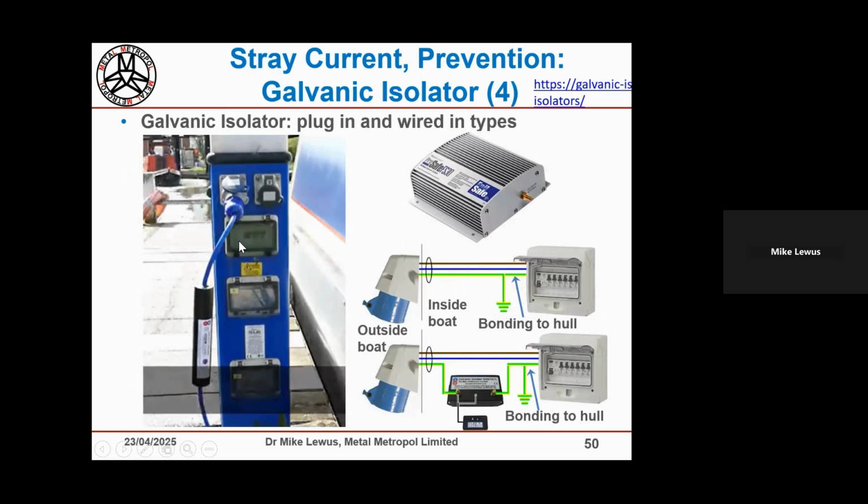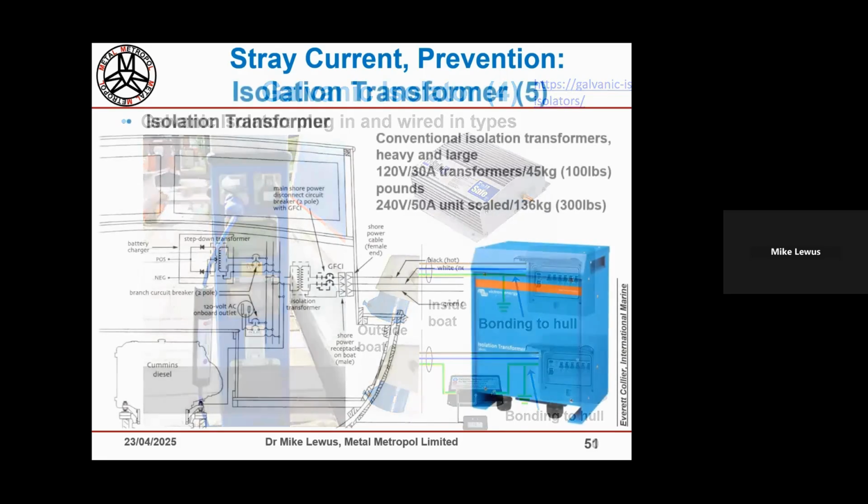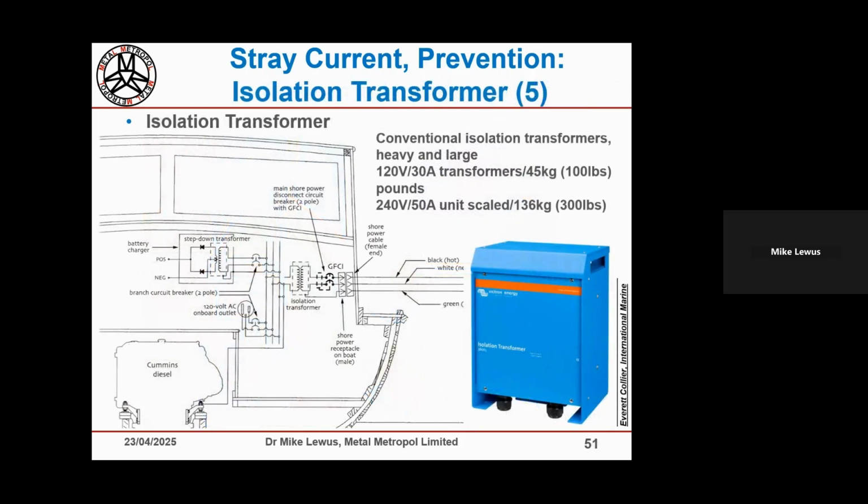Personally, I prefer to connect these systems in a way that nobody else can get access to them. So my recommendation, and I'm sure yours would be, is connecting them on the boat side so they're out of sight and can't be tampered with. Then we've got isolation transformers, where the cabling on the dockside is completely separated from the power supply wiring on the boat side via a transformer.